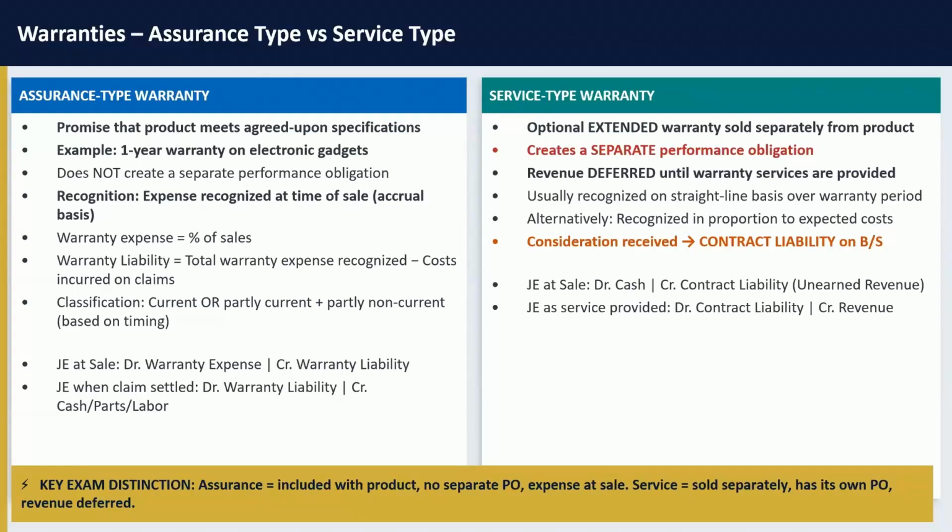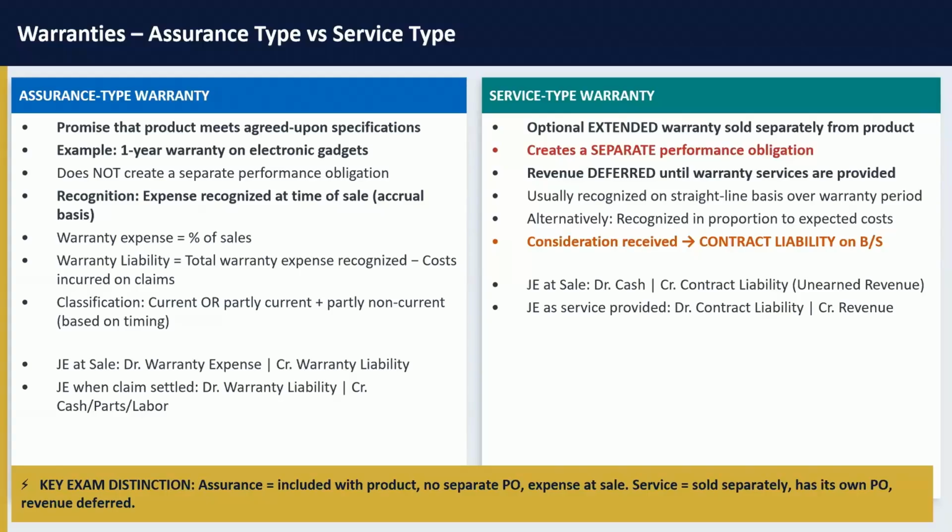I want it. Then what they do, up to 1 year, you will be eligible for assurance type warranty. After 1 year and until the life of that iPhone, you will be eligible for service type warranty. Okay. So service type warranty is an extended warranty and it creates separate performance obligation. And here revenue will be deferred until warranty services are provided. Okay. And usually it is recognized on a straight line basis.